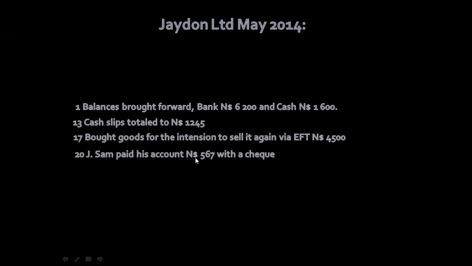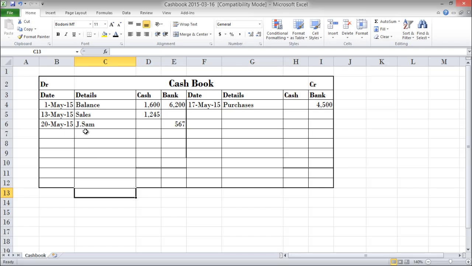On the 20th, Sam paid his account $567 with a check. Now Sam paid Jaden Limited, so Sam was a debtor of Jaden Limited, and he paid his account with a check. So when he pays Jaden Limited, money is going into the cash book. This should be recorded on the debit side, and since it's a check, it should be recorded in the bank column. There we go. On the 20th, Sam, 567.